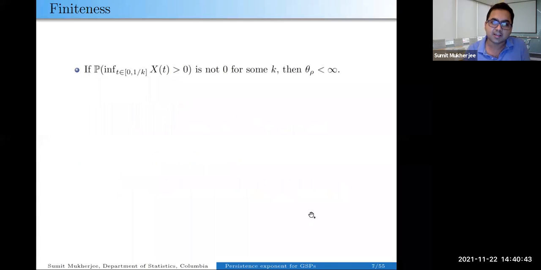So let's show that this cannot be 0 for every k. Suppose this is 0 for every k. As I pointed out, if this is positive for some k, I'm done, and then my exponent is finite.